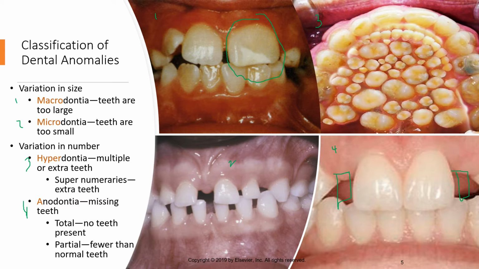All right, and remember, the extra teeth are called supernumerary teeth, and when they occur at the midline, say they're occurring right here, often patients will get an extra incisor here. Those are called mesodens, okay? And if they occur in the third molar area, they're called distodens.